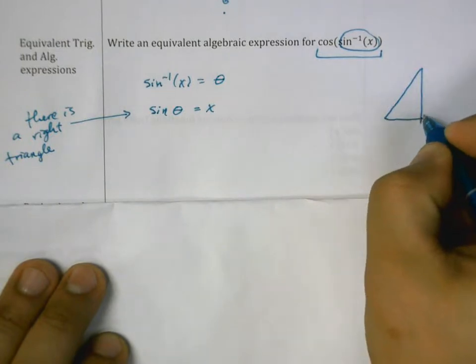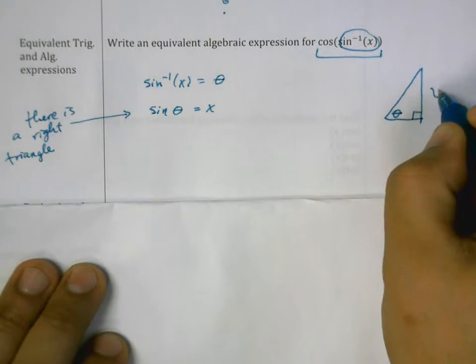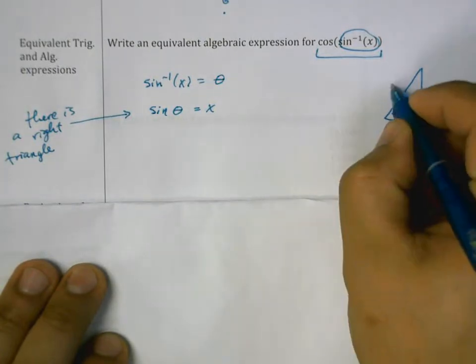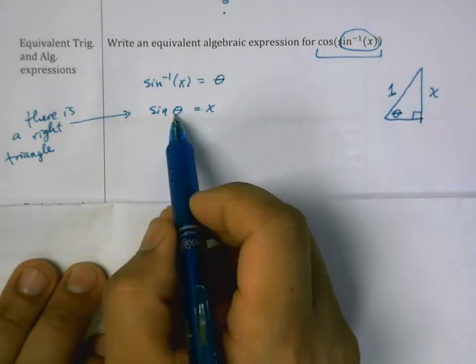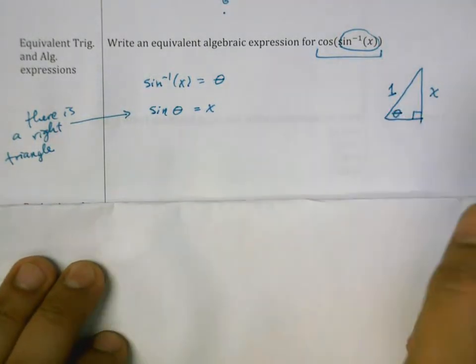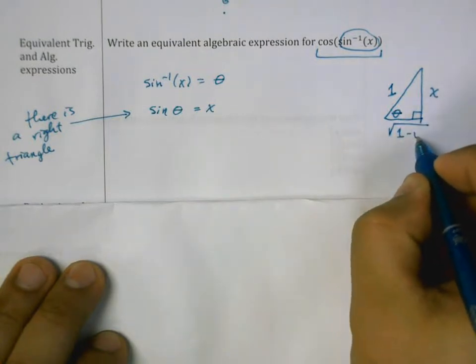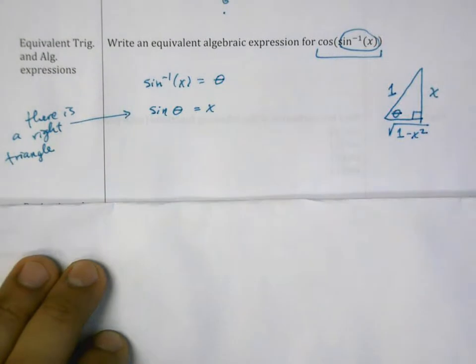There exists a right triangle with a reference angle of theta. The opposite side of it has to be x, and the hypotenuse has to be 1, because this is the sine ratio, opposite over hypotenuse. And then that means this length down here is the square root of 1 minus x squared.